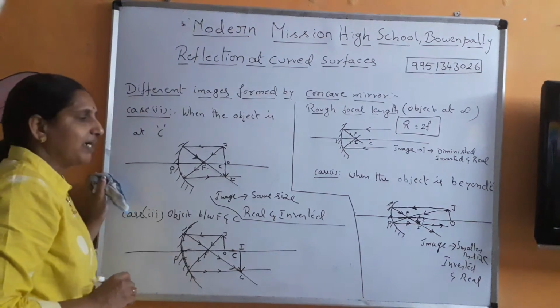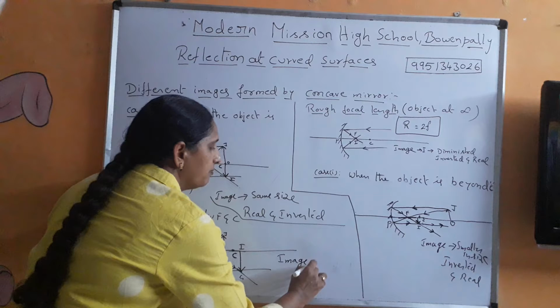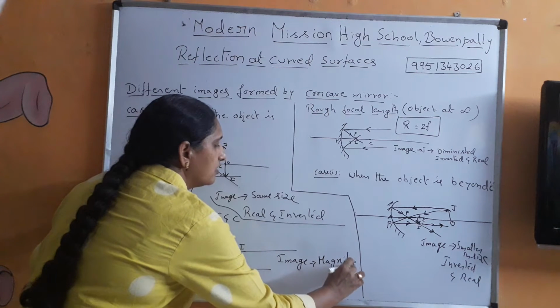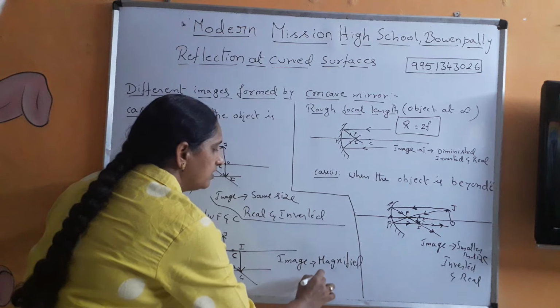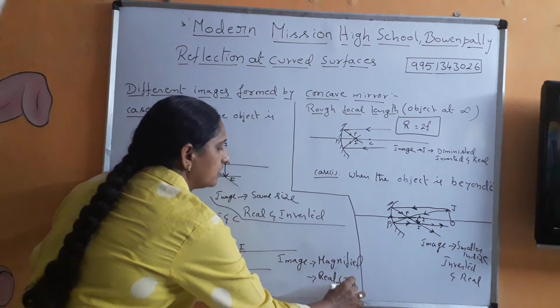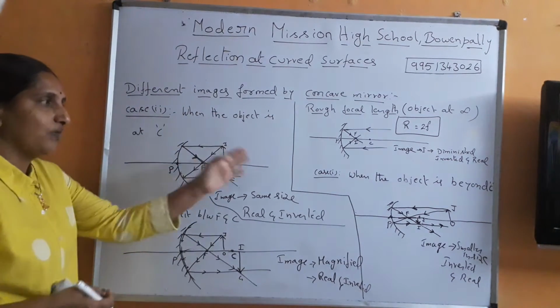Here the image is magnified. So what kind of image is formed? Magnified. Real and inverted again. Real and inverted. Now let us see all the cases once again.